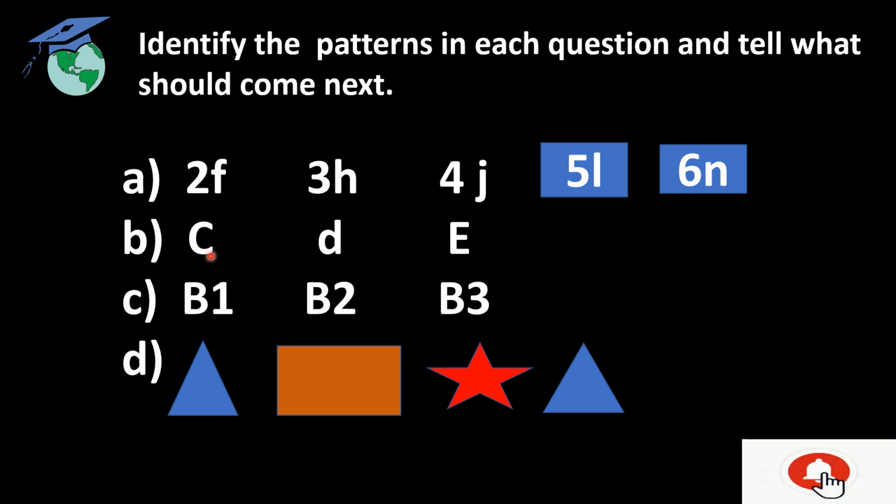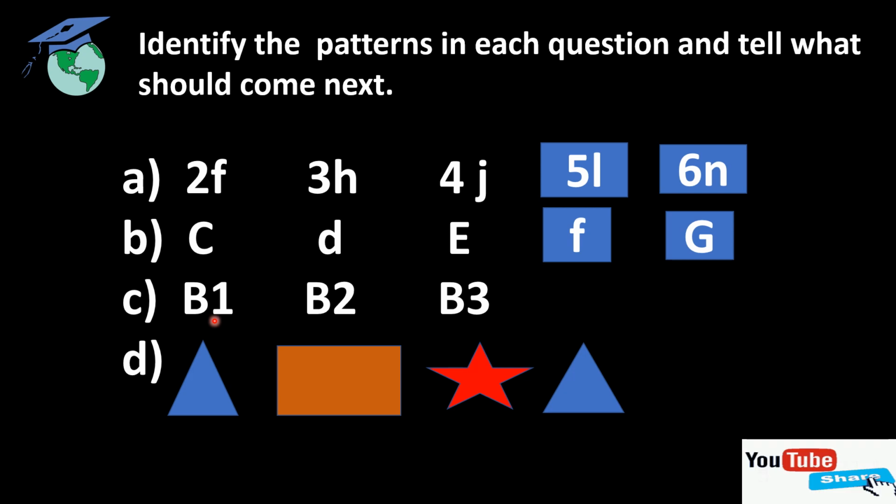Next question is the capital C, small d, capital E. That means in this sequence you have to see the first is the capital and the next is the small letter. Then again it is the capital letter. So capital C, small d, capital E, small f. And then it will be capital G.